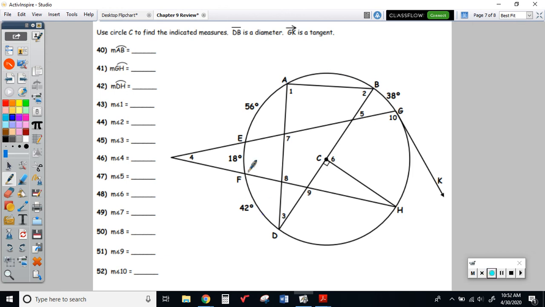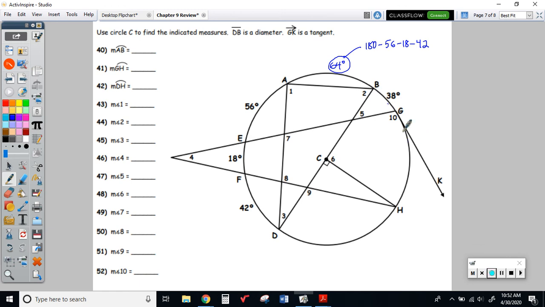I've got every single other piece, and so I could figure this out by doing 180 minus those three other pieces. So minus 56, or subtract 56, 18, and 42. Subtract that all from 180. So if I do that, and I'm just going to use my calculator to double check my mental math. Yep, so 64 degrees right there for that arc from A to B.